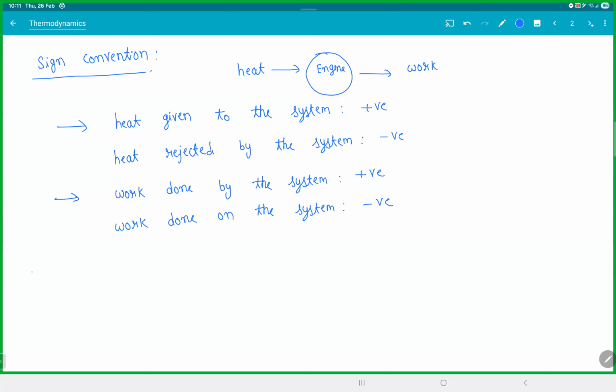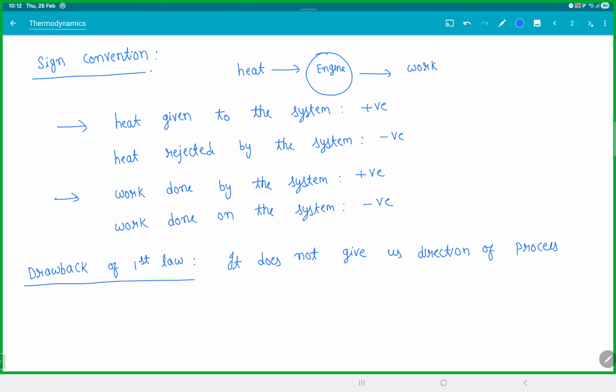And the first law also has a drawback. It does not tell us the direction of the reaction. The first law simply tells you as long as the energy is conserved, the reaction can go any way it wants. It does not give us the direction of reaction or direction of process. So first law assumes as long as the energy is conserved, it doesn't matter. The reaction can go anywhere it wants.